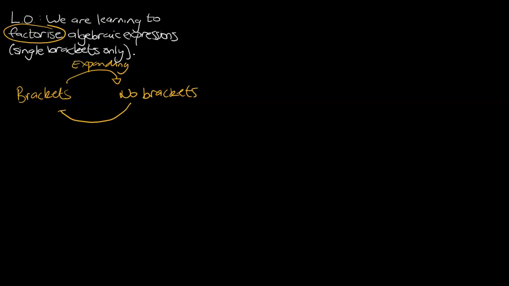Today we're learning to go in the other direction. We're learning to start with no brackets and we're trying to add the brackets back. And that there is called factorizing. And why it's called factorizing is because we need to look for common factors to be able to pull out outside the bracket, and then we leave everything else inside the bracket. So that's the approach that I want us to start thinking about.